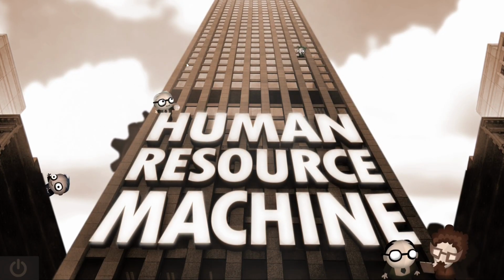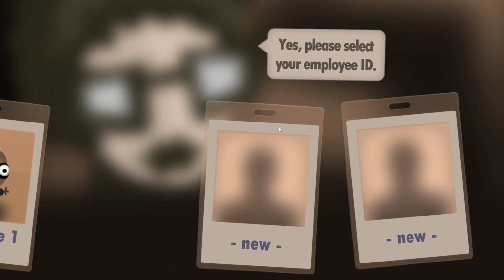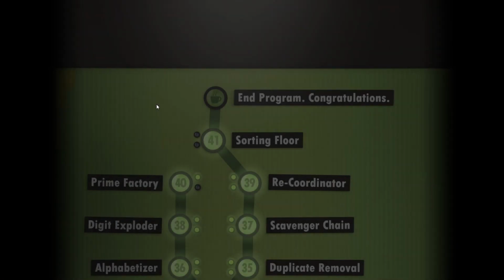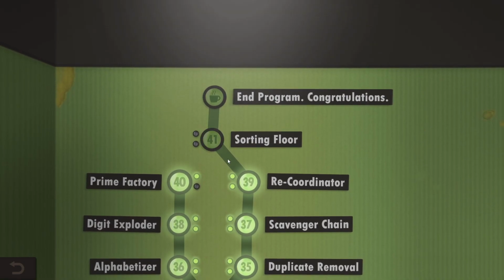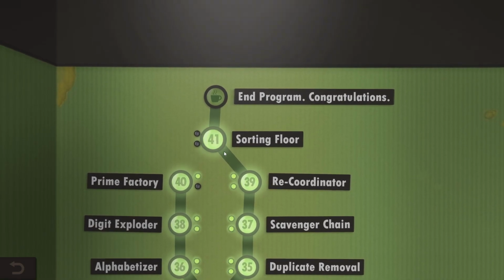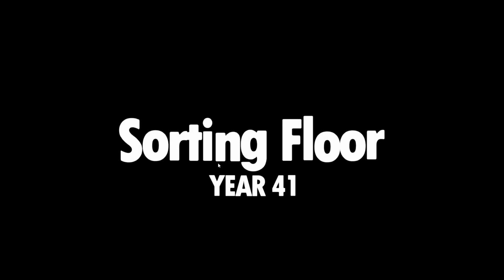Good afternoon, everybody. We are back to Human Resource Machine and see what Spray can do after another week of rest. Yeah, we had two problems previously, but we started this late anyway. So let's go back to sorting floor.